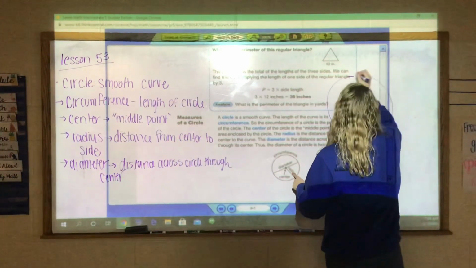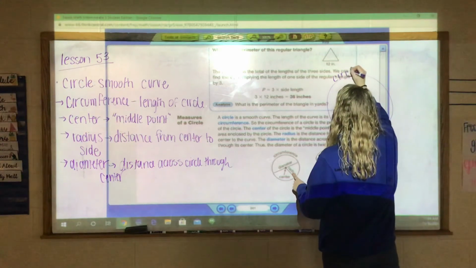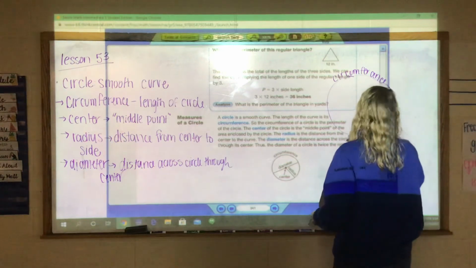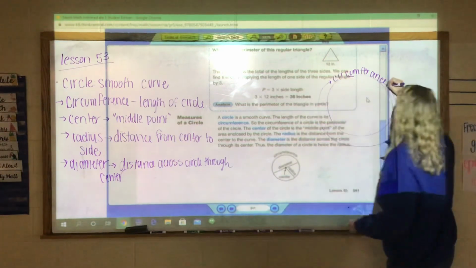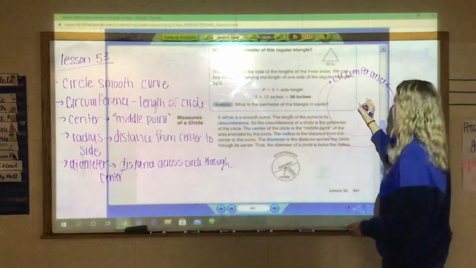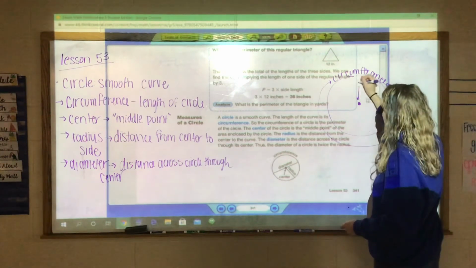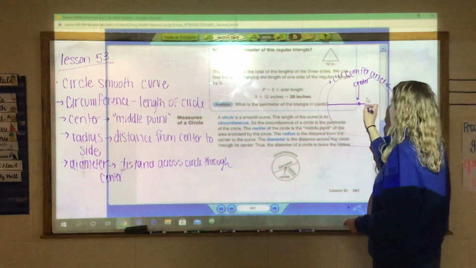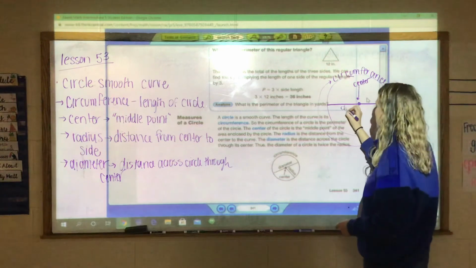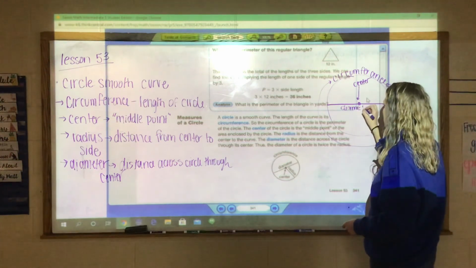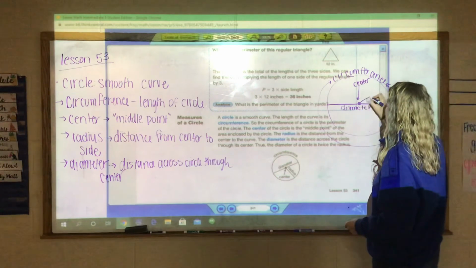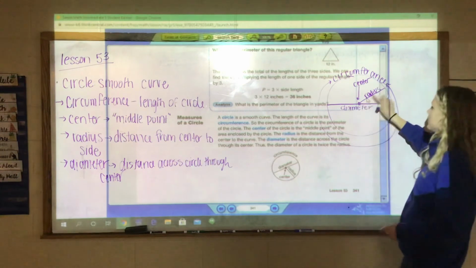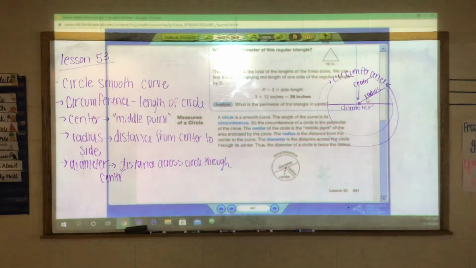I'm just going to draw it a little bigger for you. So your circumference is all the way around your circle. Okay, your center point, okay, your diameter goes through your center point, and then your radius just goes from your center point to the edge, okay?